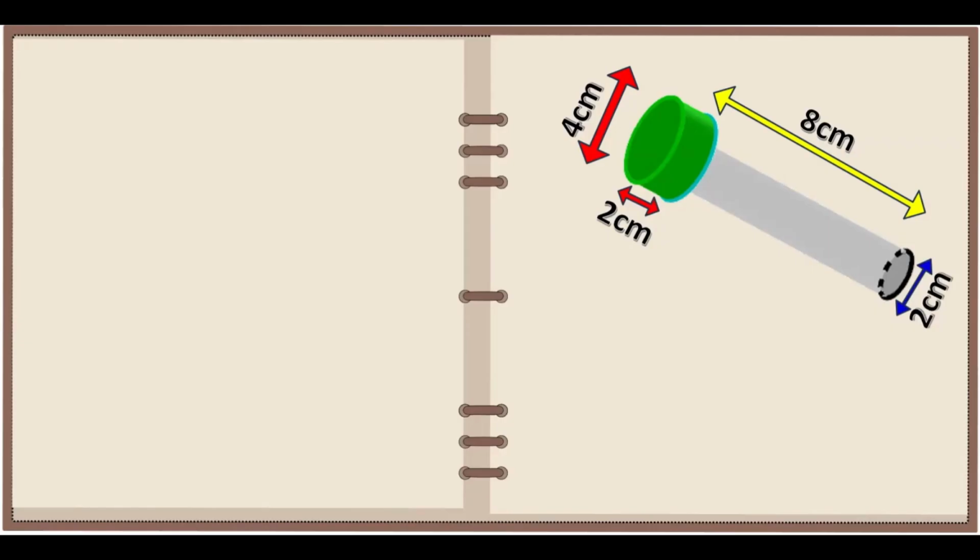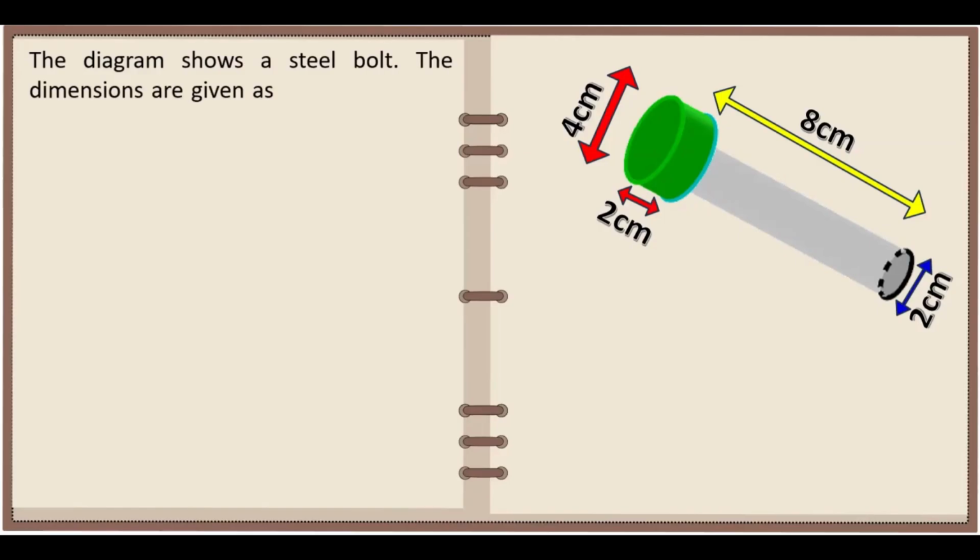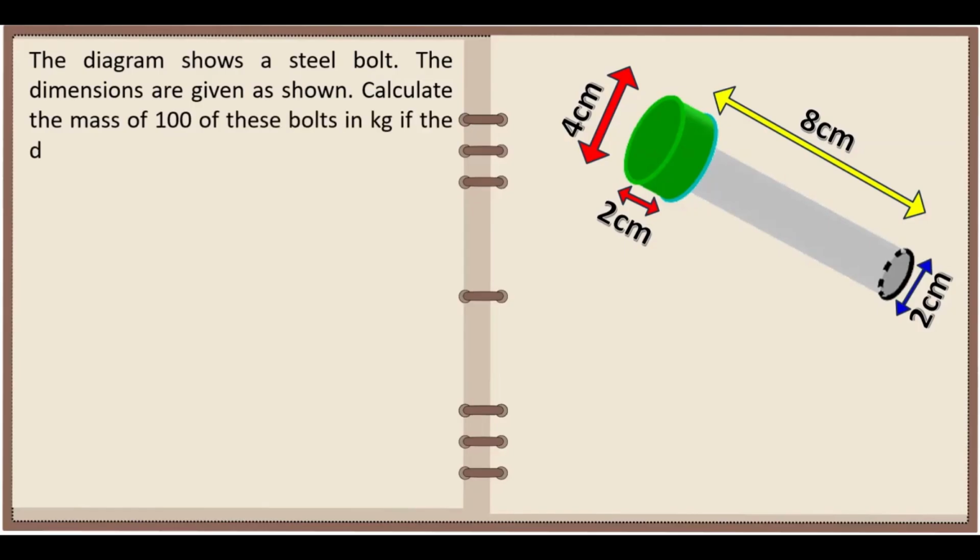So how can we go about using this information to find the volume as well as the mass of this object? So let's see a typical question that will help us to explore all of these properties that we just mentioned. So if we are given a question such as the one that is popping out right now on your screen, we are told that the diagram shows a steel boat, with the dimensions as indicated on this diagram.